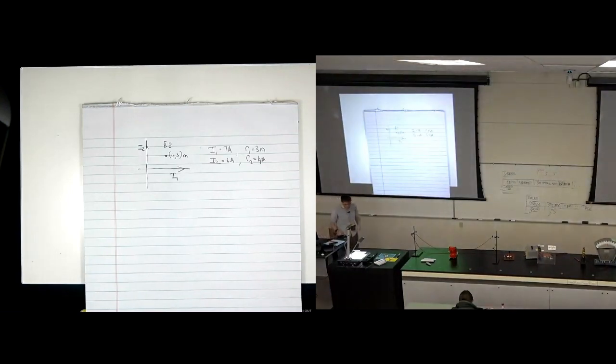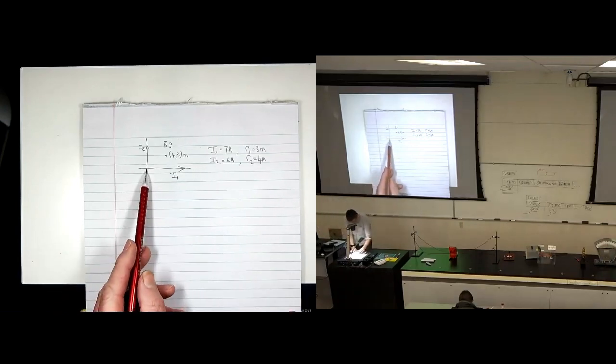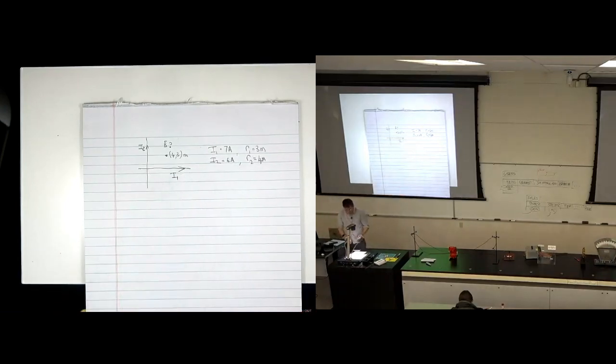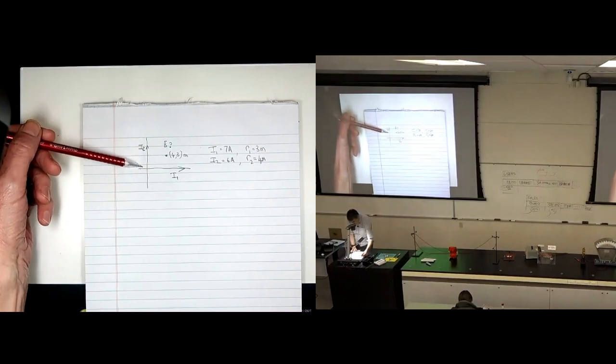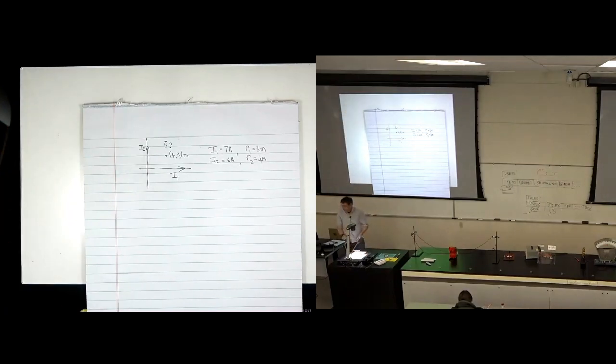So here we are. I made a sketch of the situation. I've got the horizontal current carrying wire here. I call this current I1. I've got the vertical current carrying wire here. I call this current I2. We know the currents. They were 7 amps and 6 amps. We were told that in the problem.